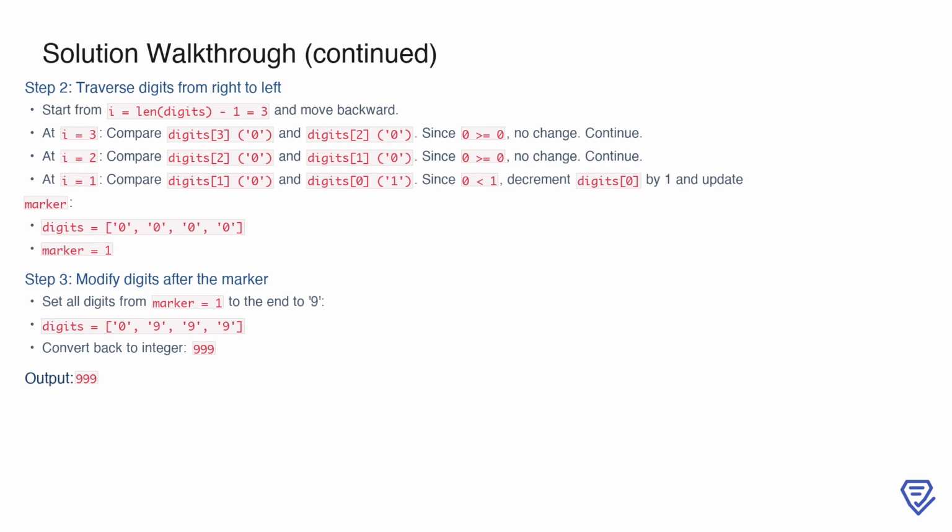Once converted back into an integer, the result is 999, which is the largest monotone increasing number less than or equal to 1000. This concludes the solution walkthrough, illustrating how we handle different cases to achieve the desired monotone property.